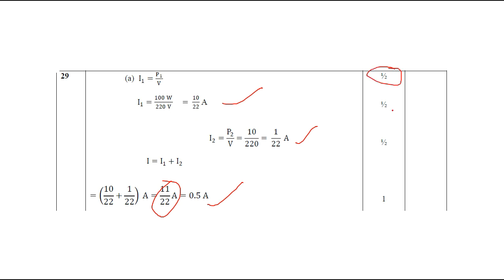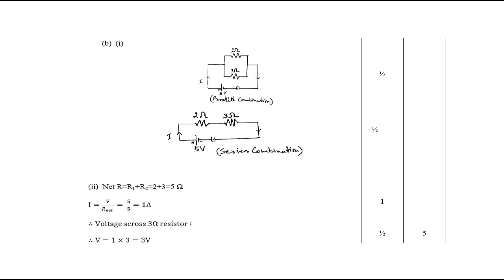For solving this you will again get half a mark, and finding I2 will again fetch you half a mark. When you calculate the addition of both the currents, I1 and I2, you will get 1 mark. For part B, these are the two diagrams, the first diagram and the second diagram, and for both you will get half a mark. For calculating the net resistance, R equals R1 plus R2, that is 2 plus 3, which is 5, and in the same way we get I as 1 ampere and V as 3 volt, which again gives you half a mark, and all will count up to 5 marks.